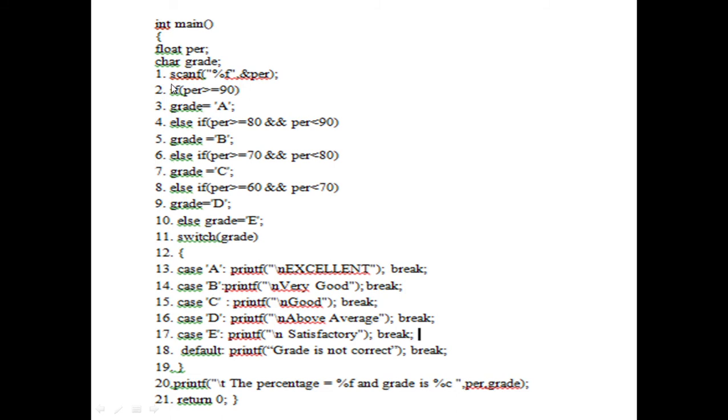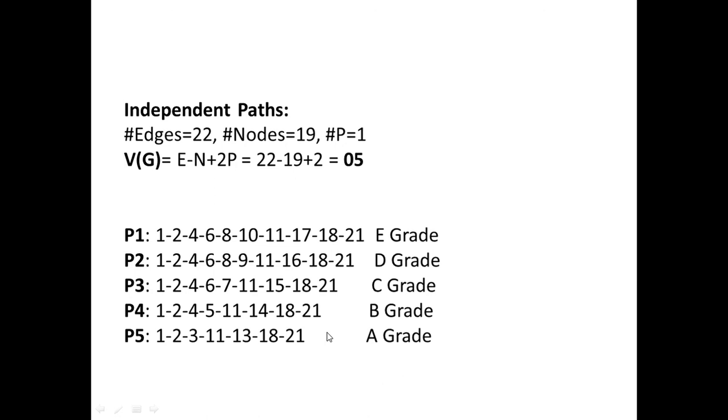Similarly, you need to write for B grade, that is 1, 2. So 3, it will not execute. It will come to 4, 5. After that 11. After that for B it is 14. Then 9, 18. Then 20, 21. So like that you need to write. You can exclude the closing bracket and opening bracket. So these are the 5 different paths.